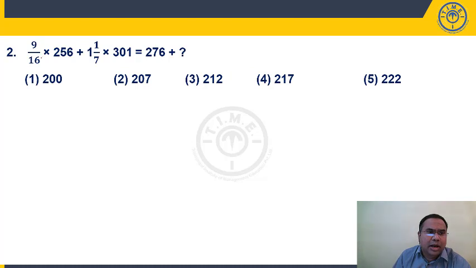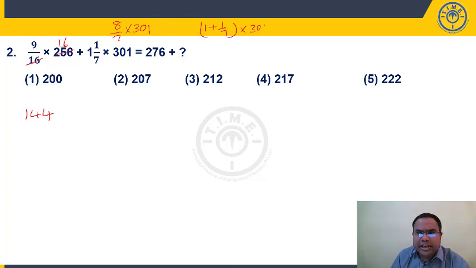Question number 2. 9 by 16 into 256. 16 square: 16 into 16 is 256. 16 into 9, 144. 1 by 7. You can do it in two ways. 1 by 7 is 8 by 7 into 301. Or the easier approach would be 1 plus 1 by 7, so into 301. So it is nothing but 301 plus what is 1 by 7 of 301? 7 4s are 28, 43. So it is 344.